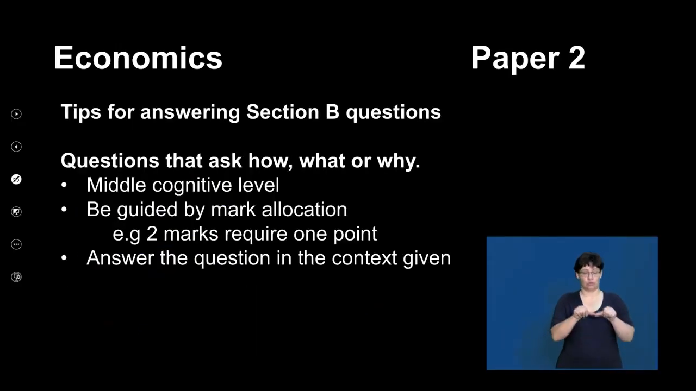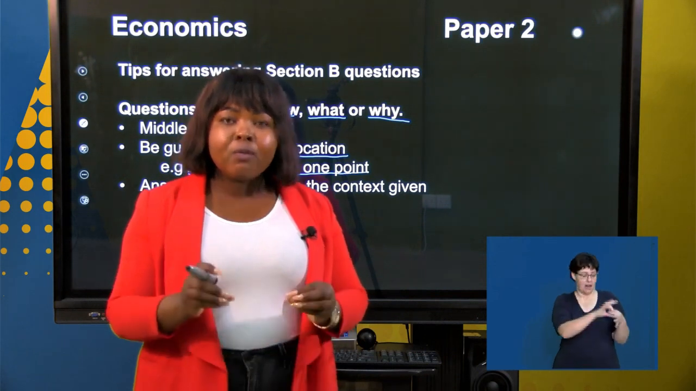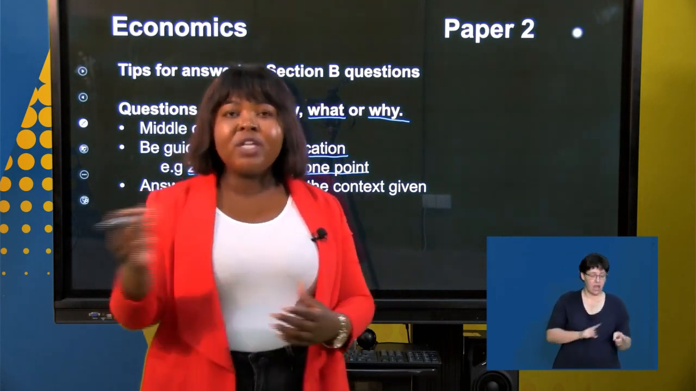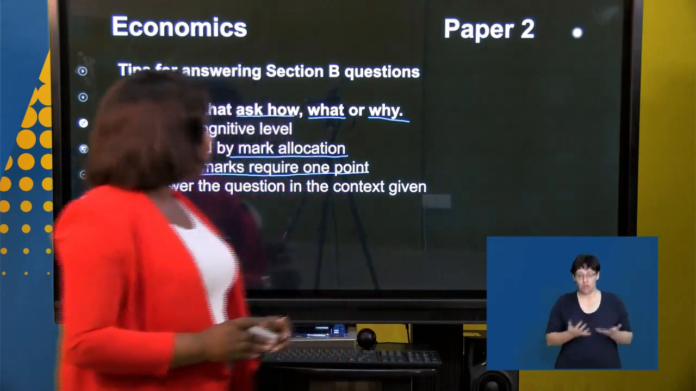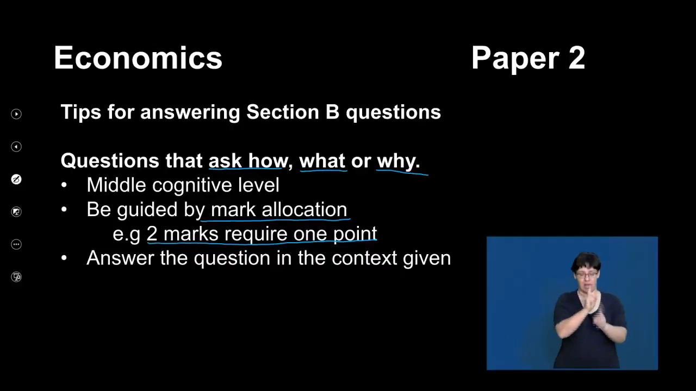Right? And then we continue, we look at the mid-cognitive level questions. These are the type of questions that ask how, what, and why. Right? These you need to be guided by the mark allocation. Normally, if it's a 2-mark question, you are only required to give out 1 point. However, in giving out the 1 point, you need to show that you understand the question and there is a link between what you were asked and what you are answering. Answer these type of questions in full sentences.